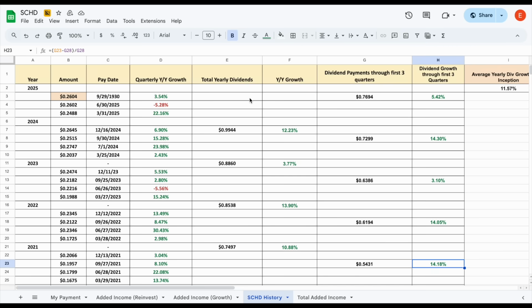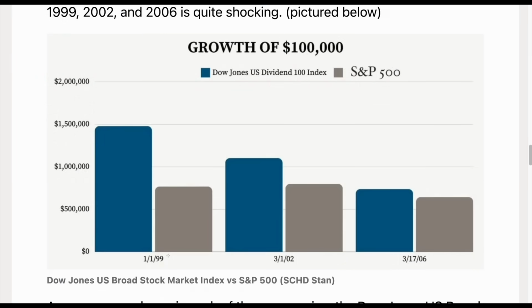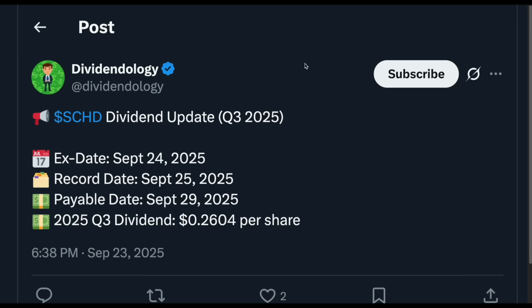So when you understand the actual methodology behind SCHD, and you also understand the underlying index that has done so well over the past 20, 25, even 30 years, it becomes a lot more clear why so many people are attracted to SCHD as a dividend and dividend growth play.